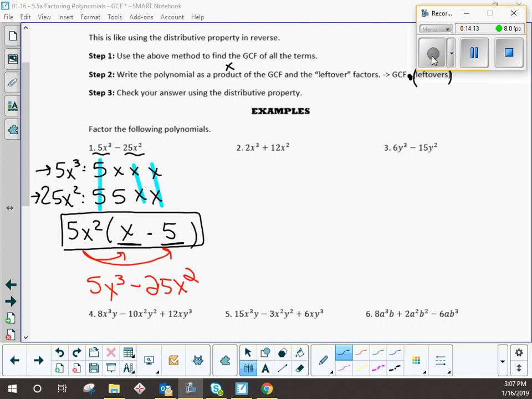Priscilla, how do you factor the first term, 2x cubed? How do I write that out? Long. All right, thank you. Noah, how did you do 12x squared, please?